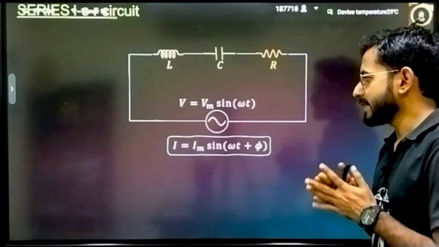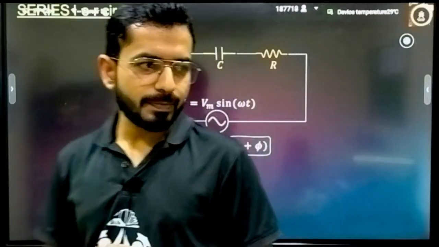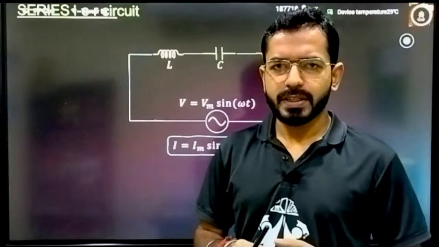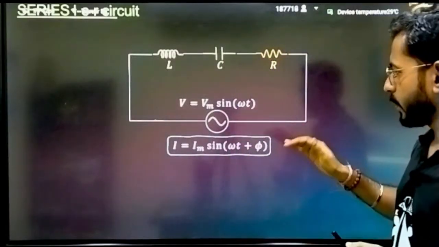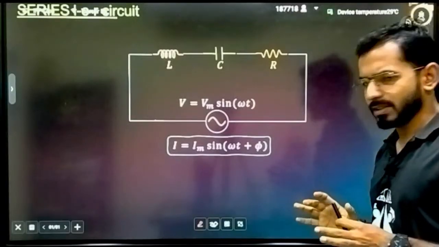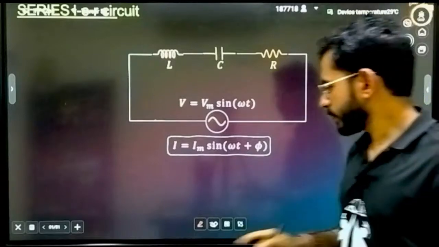Now let's see the series LCR circuit. Are you ready for this? Should we start? We have discussed everything individually. Now let's discuss all three in combination. It is very easy. See what I am going to do here. Let's start.